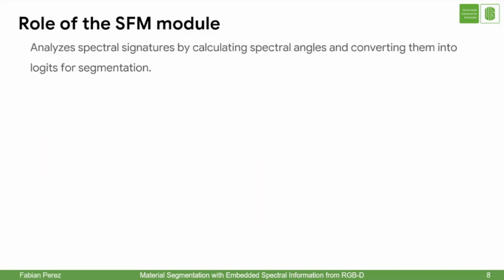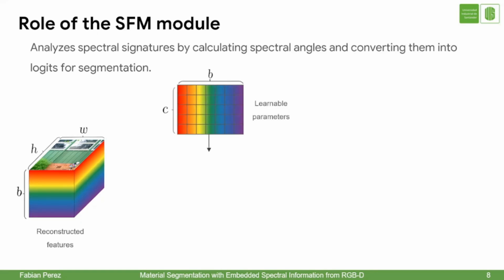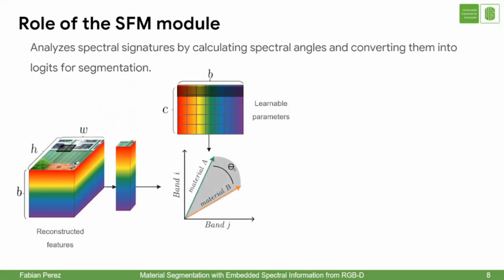Let's delve into the role of the spectral feature mapper model. Imagine a scenario where the reconstructed features are identical to the spectral cube, which is highly unlikely but useful for understanding. In this model, we have a learnable parameter matrix of size C times B, where C represents the number of classes and B the number of spectral bands. To illustrate, consider a pixel from the spectral cube along with its bands. The spectral angles are calculated by comparing the spectral signatures to gauge similarity. Smaller angles indicate higher similarity.